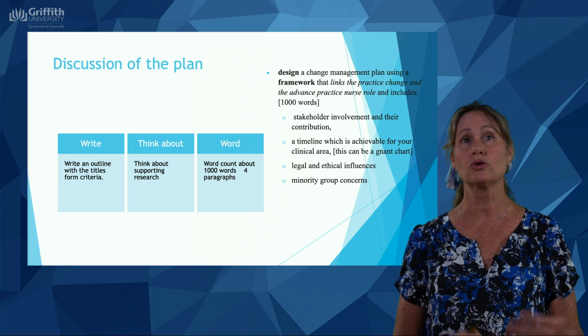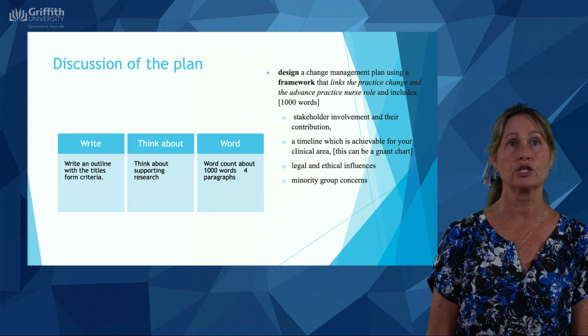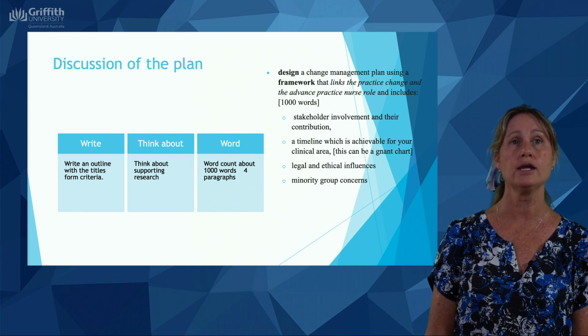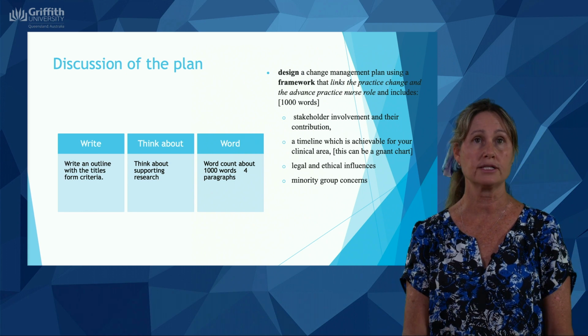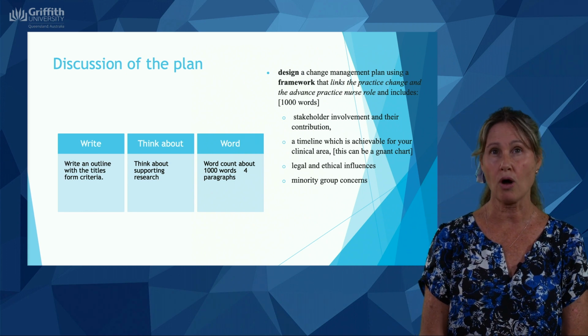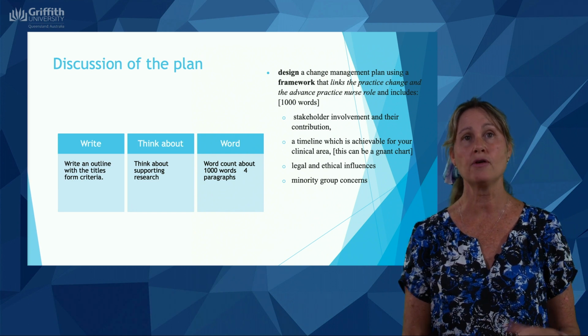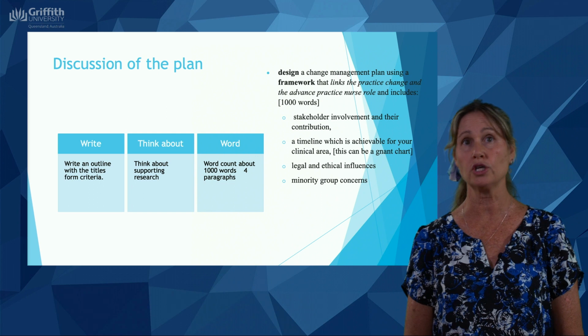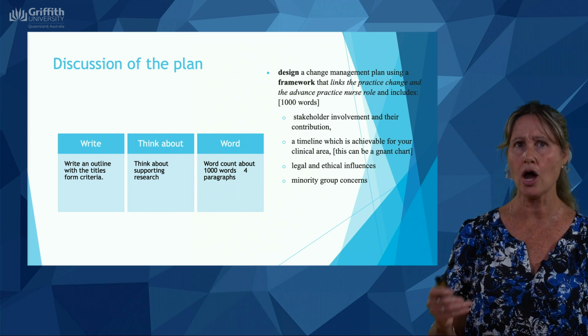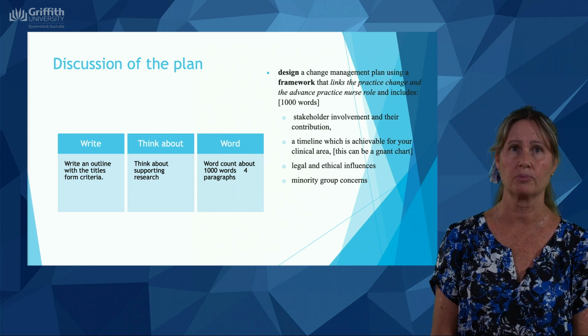So bring your discussion of your plan. What you want to do is write the outline from the criteria. Think about what research you might need to support this. And then remember about your word count, 1,000 words, about 4 paragraphs. So outline it and look at how you're going to present this.